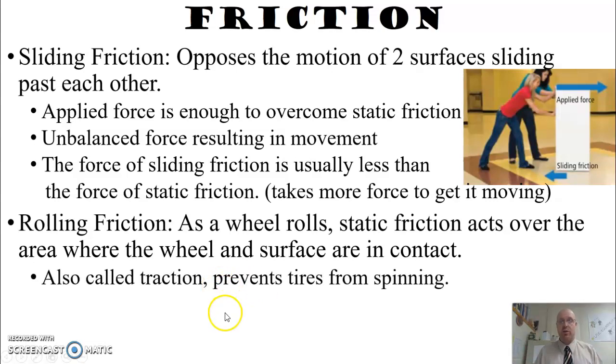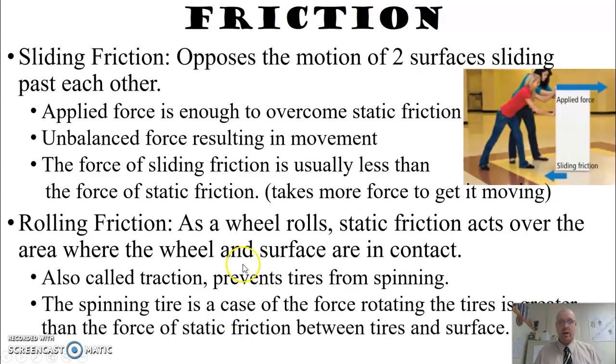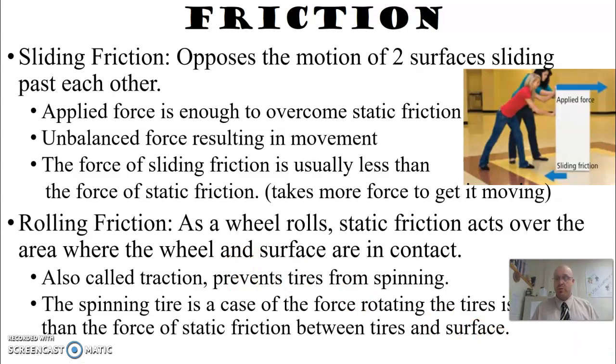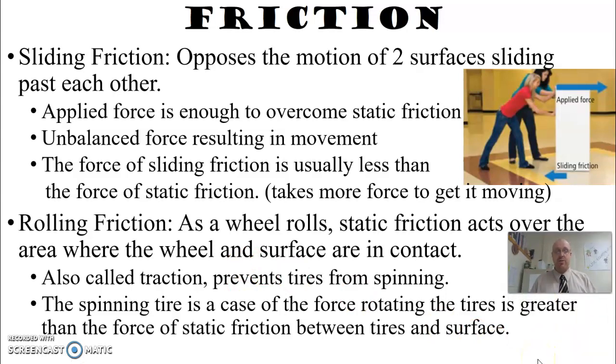We also call rolling friction traction, and this prevents your tires from spinning. A spinning tire is a case of the force rotating the tires being greater than the force of static friction between the tires and surface, and then that actually is sliding friction. So when you're spinning your tires, that's actually sliding friction taking place between the tire and whatever surface it is in contact with.